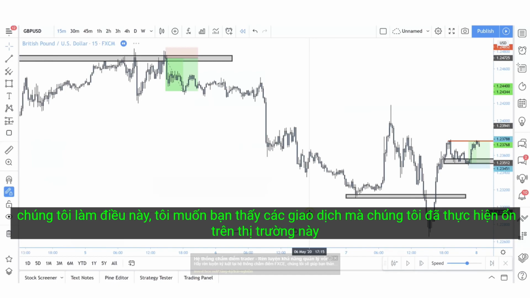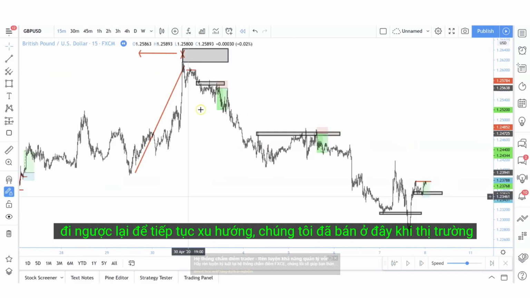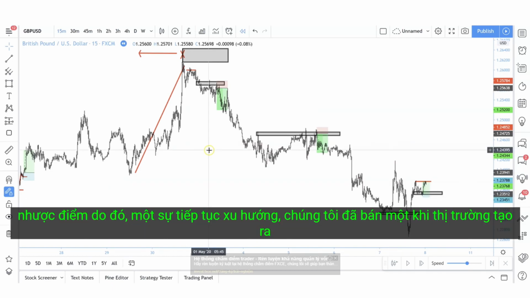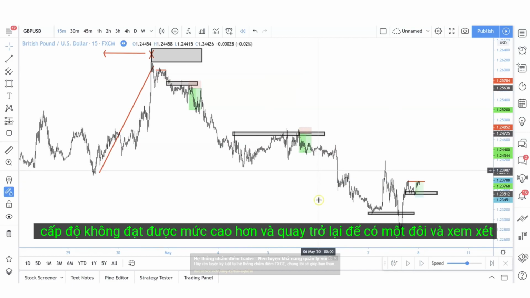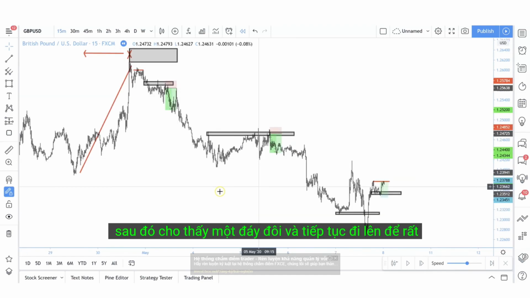So here you can clearly see we took a buy when the market was pushing to the upside, so a trend continuation. We took a sell here when the market was to the downside, so a trend continuation. We took a sell once the market created a level, failing to make new higher highs, and came back for a double top, and we looked for that sell. And here also we took a buy once the market created a level and then showed a double bottom and continued to the upside. So being very systematic in our approach.